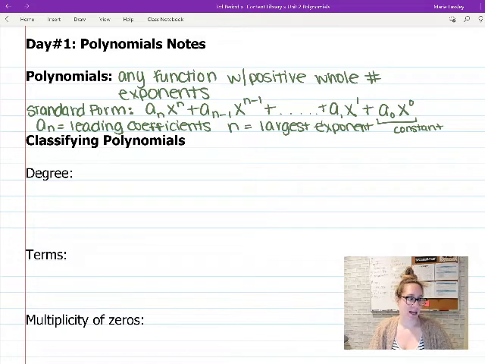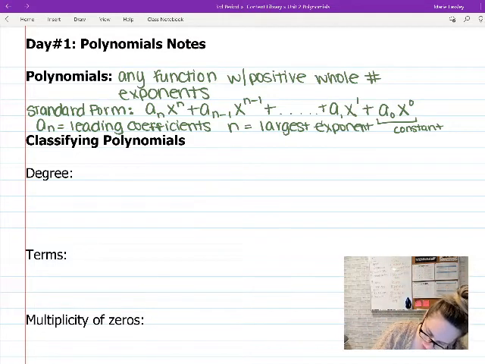So the next part is classifying polynomials. So polynomials have like two main ways to classify them. The first way you can classify a polynomial is by its degree, and that's something that we do all the time. Like I said, the fact that we have quadratic functions means that we do classify polynomials by their degree. A quadratic is a polynomial of degree 2. All right, so when you classify it by its degree, that's classifying it by its largest exponent.